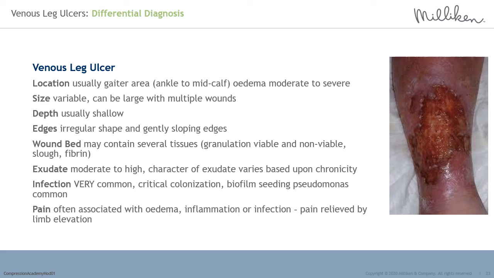Pseudomonas infection is particularly prevalent. Due to the duration of the wound and the levels of fluid leakage, these wounds often tip into clinical infection. These patients are also at high risk of cellulitis development. Pain is often associated with the edema, inflammation or infection and the treatments being used. Pain is usually relieved through limb elevation.